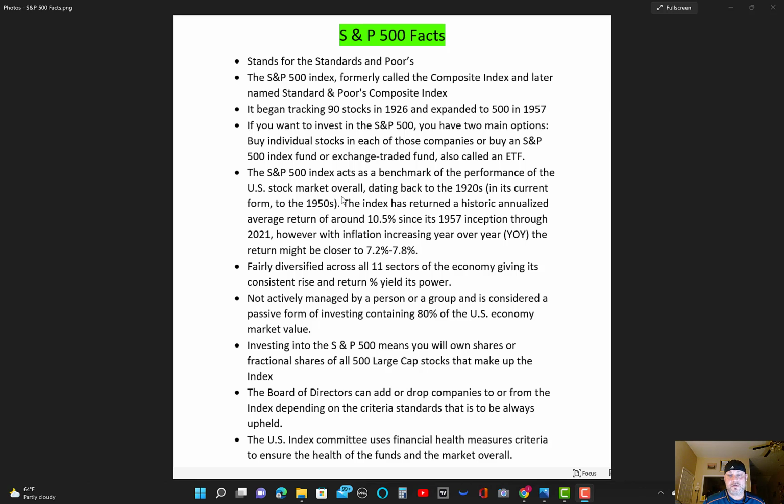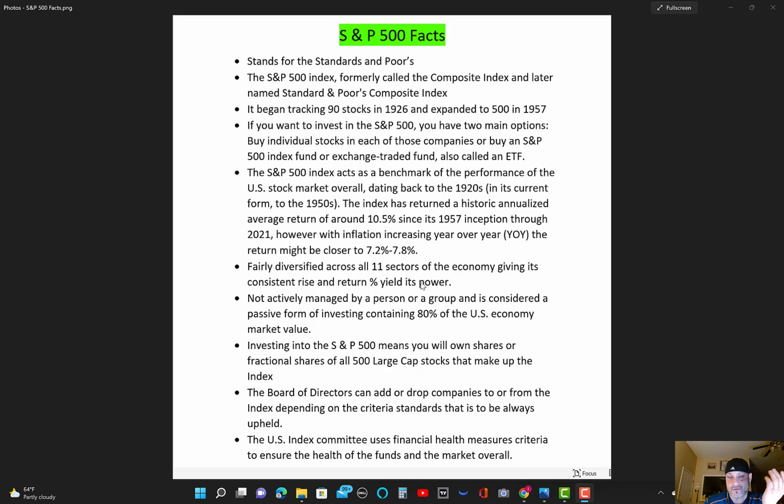The S&P 500 index acts as a benchmark of the performance of the U.S. stock market overall, dating back to the 1920s, in its current form to the 1950s. The index has returned a historic annualized average return of around 10.5% since its 1957 inception through 2021.